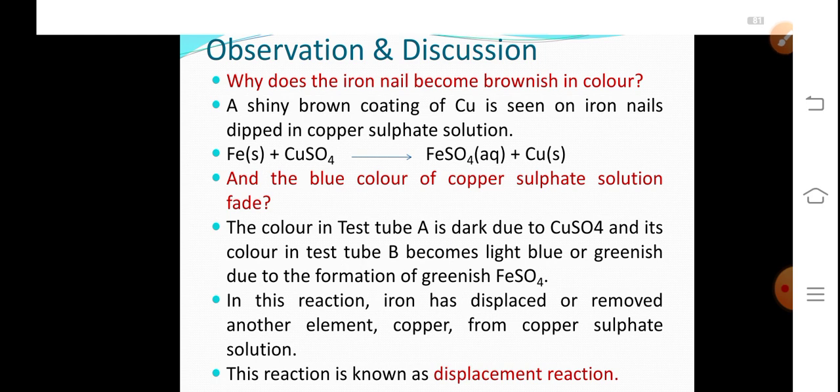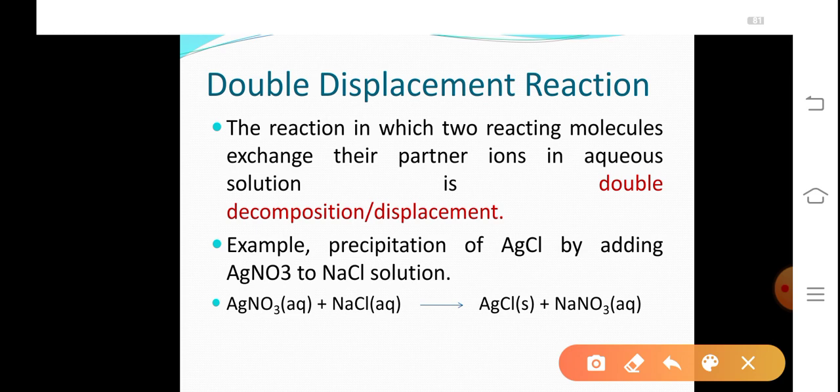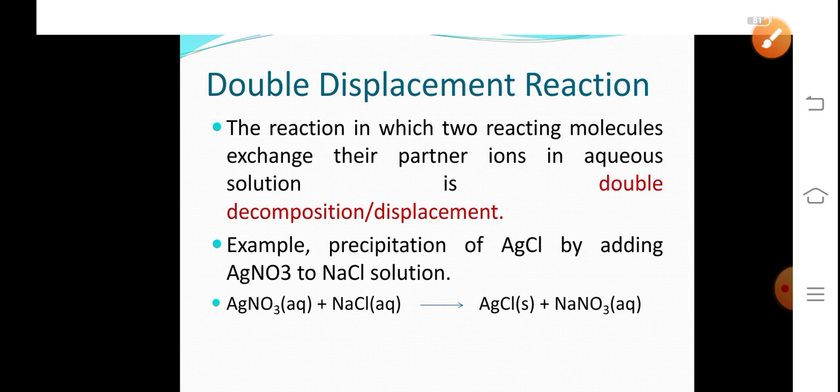So by this activity, it is now clear what a displacement reaction is. In a displacement reaction, one metal displaces another metal from its solution. The displacement depends upon the reactivity of the metal. Now, what is a double displacement reaction? The reaction in which two reacting molecules exchange their partner ions in aqueous solution is a double displacement or double decomposition reaction. Why is this known as a decomposition reaction?